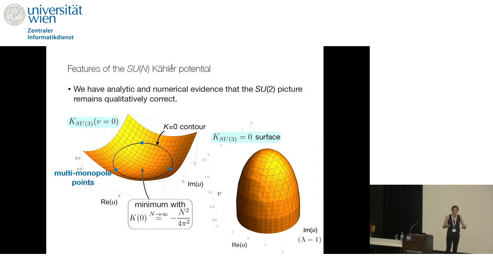So I'll remind you, the multi-monopole points are the endpoints in moduli space where a maximal number of N-1 mutually local dyons become massless at once. So you can also visualize in this right-hand side plot this core strong coupling region close to the origin. So this is a picture of the extrapolation of this K equals 0 contour up in the other direction of moduli space.